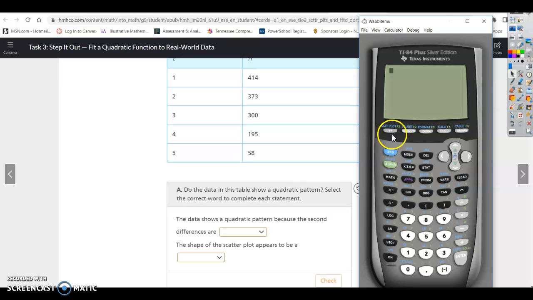You also could use your calculator to look at the scatter plot. So if you want to look at the pattern and see if this looks like a quadratic model, go to Stat and go to Edit. So we're going to enter our points here, and we're going to put in 1 through 5.